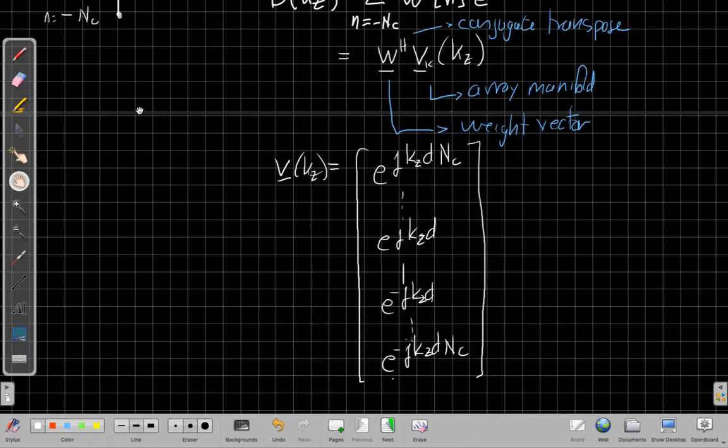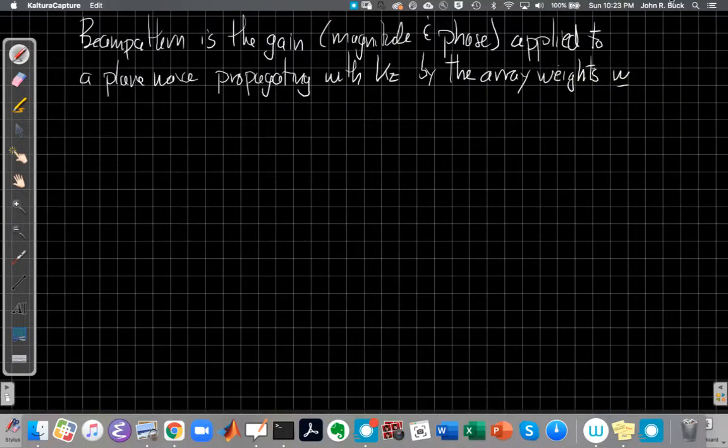Okay, so that's our beam pattern, mathematically speaking. What I want you to do now is pause the video for a second and think about what the beam pattern is, conceptually speaking. Okay, well hopefully you're back now.